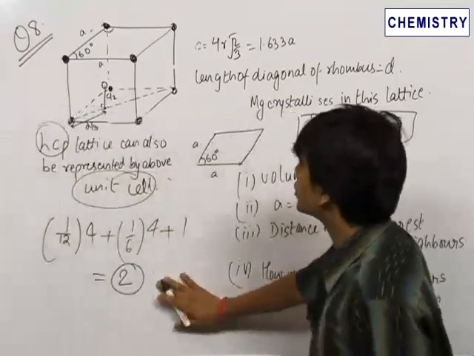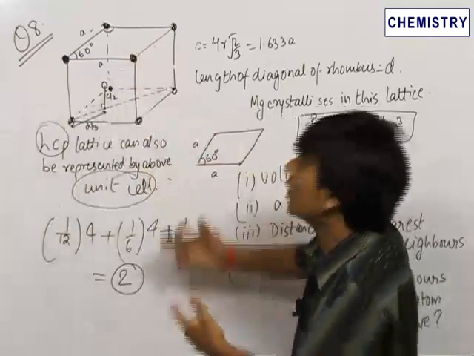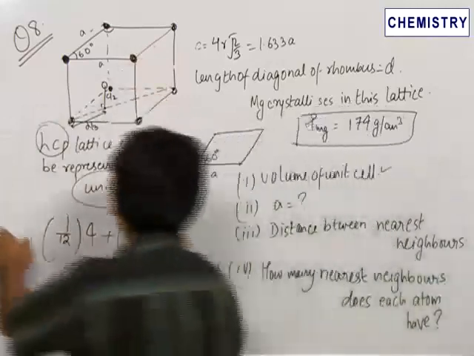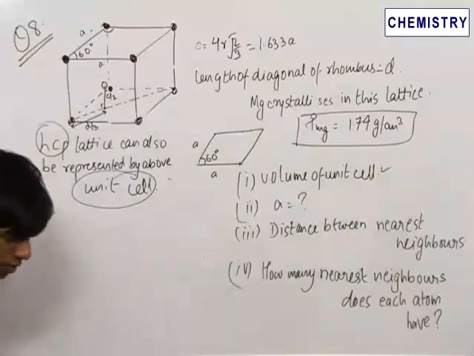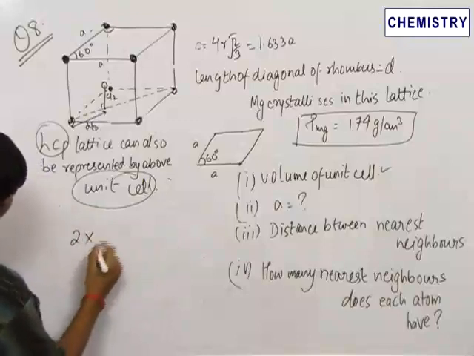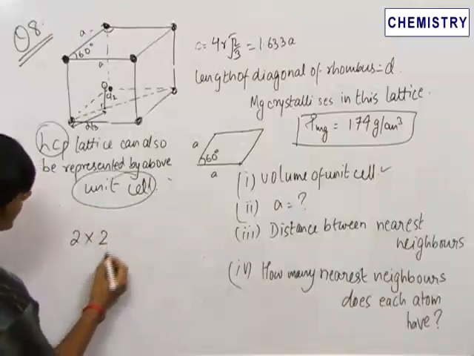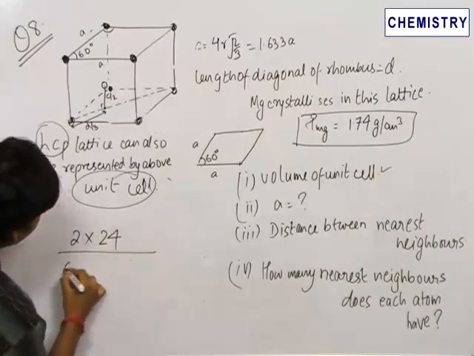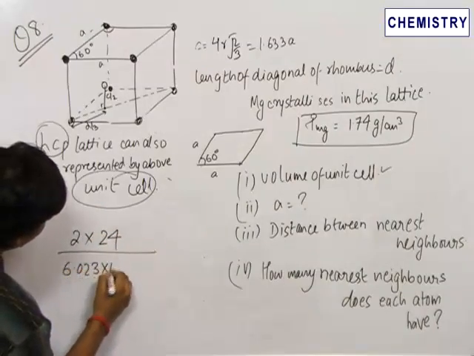Therefore the total contribution of the atoms in this unit cell, that is the total number of atoms in this unit cell, comes out to be equal to 2. Therefore the total mass present in this unit cell becomes 2 times the molar mass of magnesium, that is 24 grams, divided by N_A, that is 6.023 × 10^23.